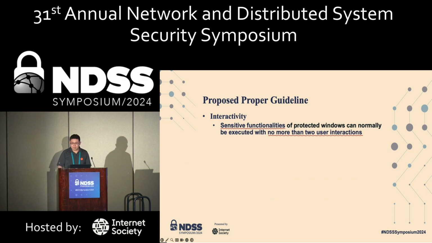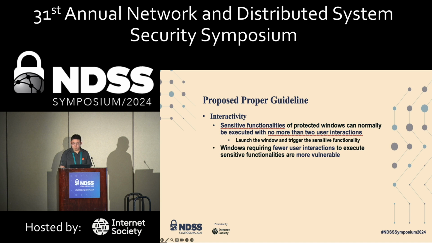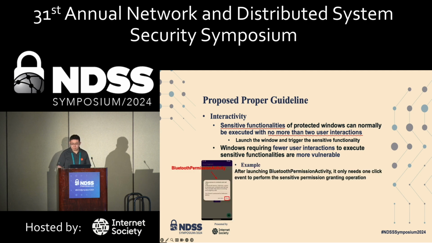In the aspect of interactivity, we find that sensitive functionalities of protected windows can normally be executed with a limited number of user interactions, usually no more than 2. The 2 user interactions include one for launching the targeting window and another one for triggering the sensitive functionality of the window. Windows requiring few user interactions to execute the sensitive functionalities are more vulnerable to the overlay attack. For example, after launching the Bluetooth permission activity, it only needs one click event, namely clicking the Allow button, to perform the sensitive permission granting operation.